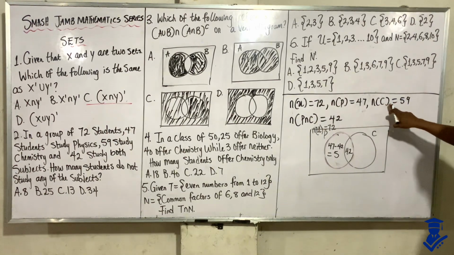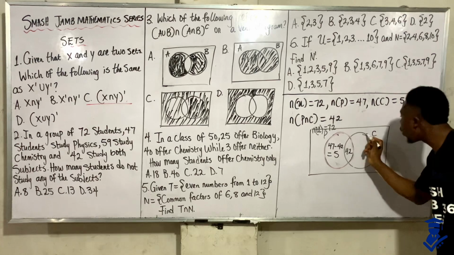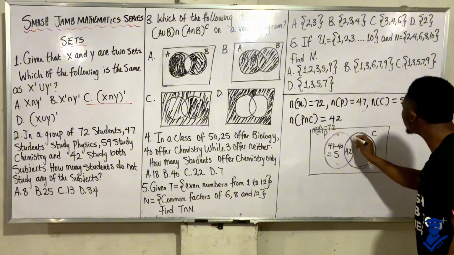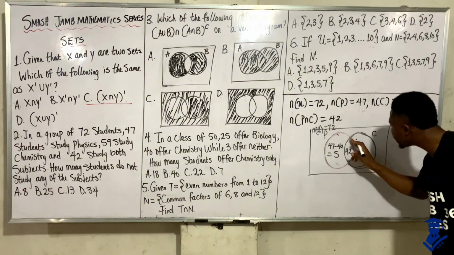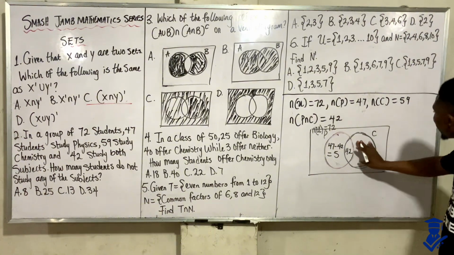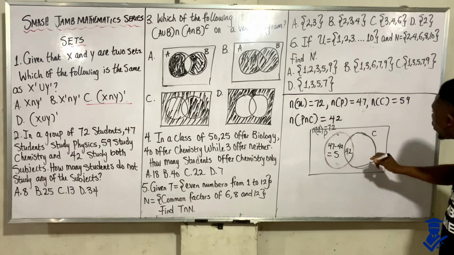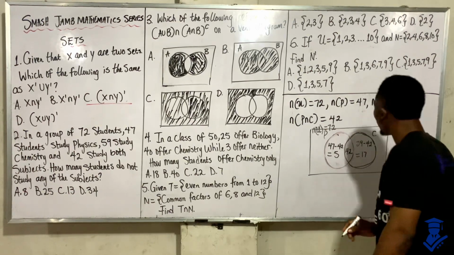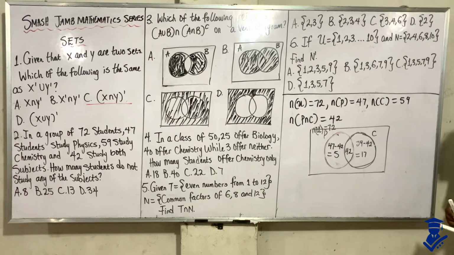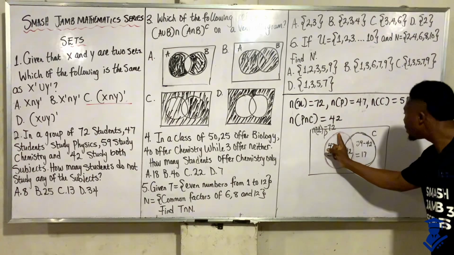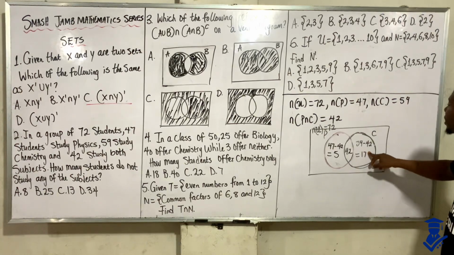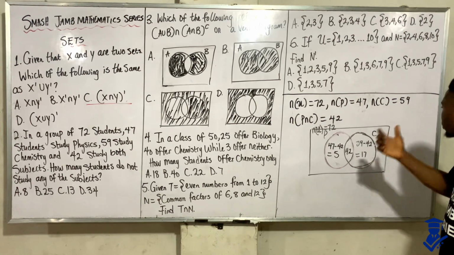Now, the next one says chemistry. The number of chemistry is 59. The whole of this is chemistry, and it's 59. But we're taking 42 out of that 59. So what are we going to be left with? 59 minus 42, and that's going to give us 17. So we have that this part is 5, the intersection is 42, and this remaining part is 17.